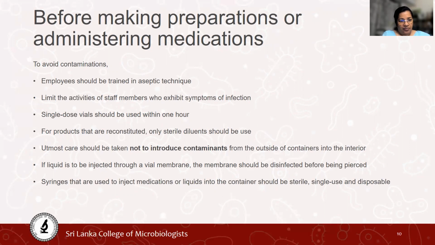So before making the preparation or administering the medications, to avoid contamination, employees should be trained in aseptic techniques. Limit the activities of staff members who exhibit symptoms of infection. Single-dose vials should be used within 1 hour. For products that are reconstituted, only sterile diluents should be used. Very important not to introduce contaminants from outside of the container into the interior. If liquids are to be injected through a vial membrane, the membrane should be disinfected before being pierced. And syringes used to inject medications or liquids into the container should be sterile, single-use, and disposable.